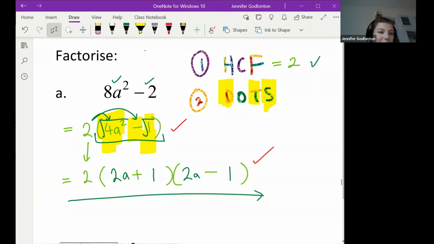Okay, and Nam, how can I help? Ma'am, in a test, would they say use HCF, or would they just say factorize? It will just say factorize. That's all it will say. You have to know what to do. That's why whenever we do factorizing, the first thing we look at is, can we take out our highest common factor? That's always the first place we start.